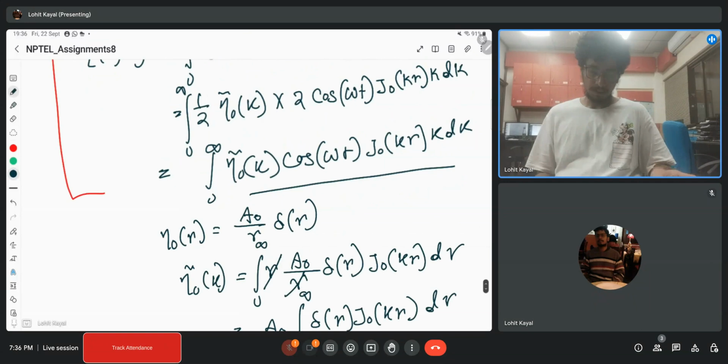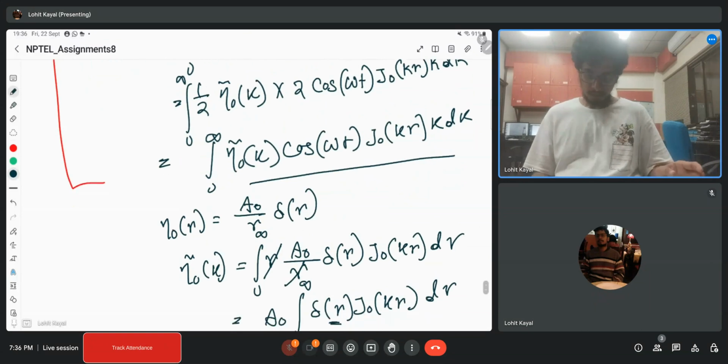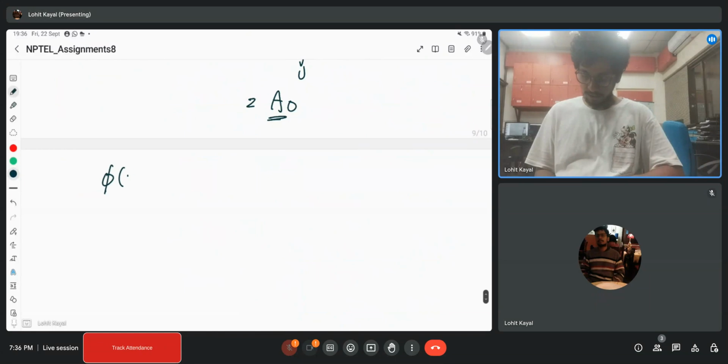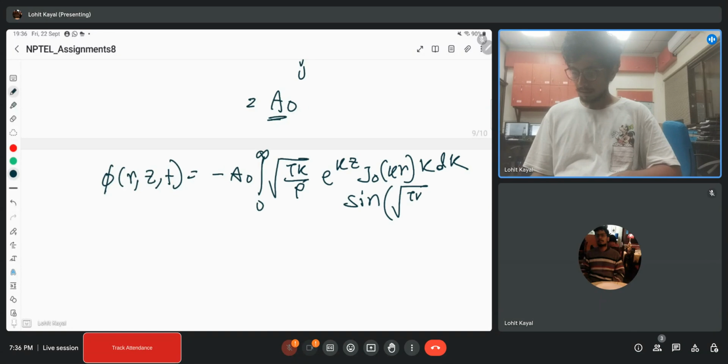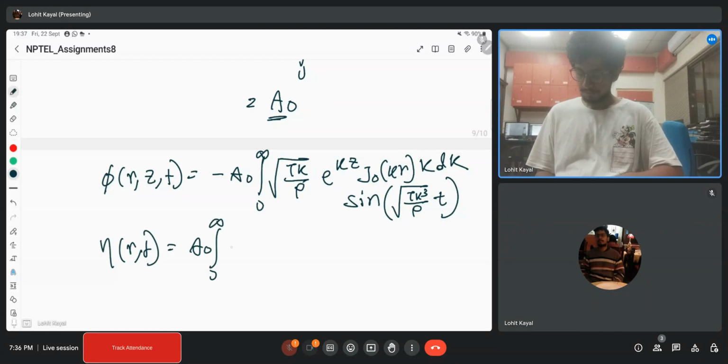So for this particular case, you will have phi(r, z, t) equal to minus a0 times the integral from 0 to infinity of square root of Tk by rho, e to the power kz, j0 kr sin of square root of Tk cubed by rho times t, k dk, and eta(r, t) is equal to a0 times the integral from 0 to infinity of cos of square root of Tk cubed by rho times t, j0 kr k dk.